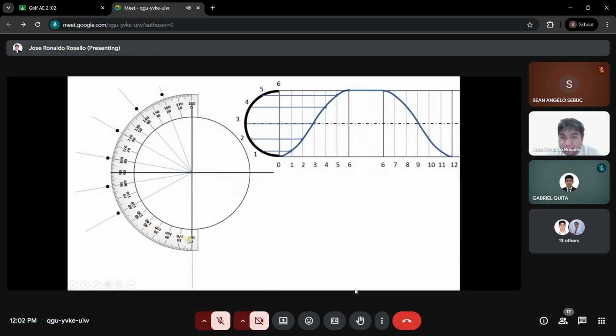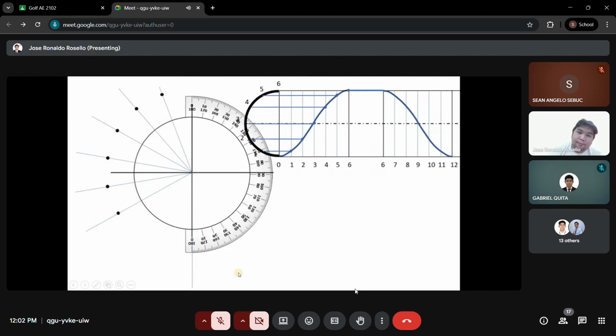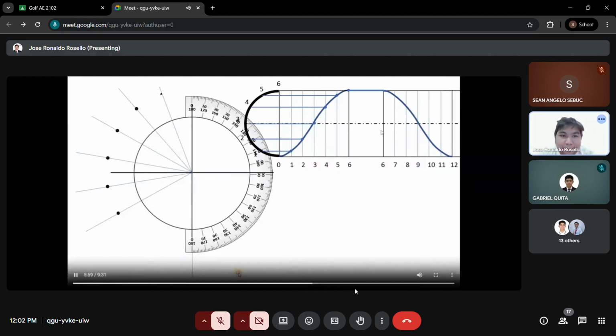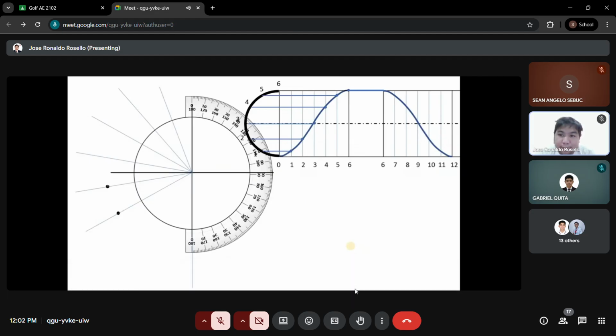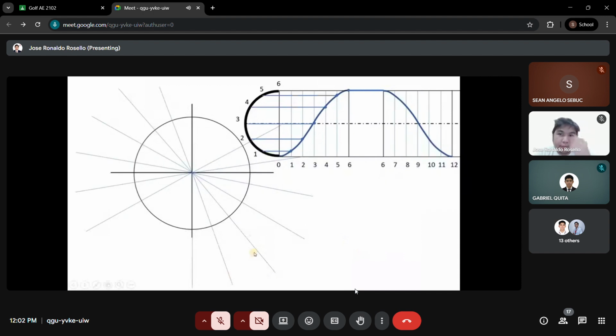Then the remaining 60 degree is for dwell. So from 120 to 180, correct? This is the 60 degree angle which we have drawn over here. Then we'll draw the lines for the return stroke, which is also of 120 degree. So these are the lines which we have drawn for the return stroke.